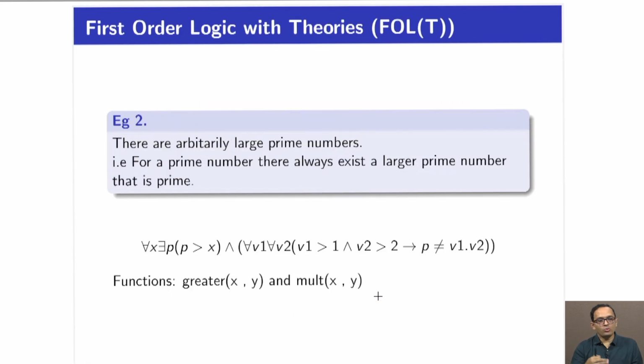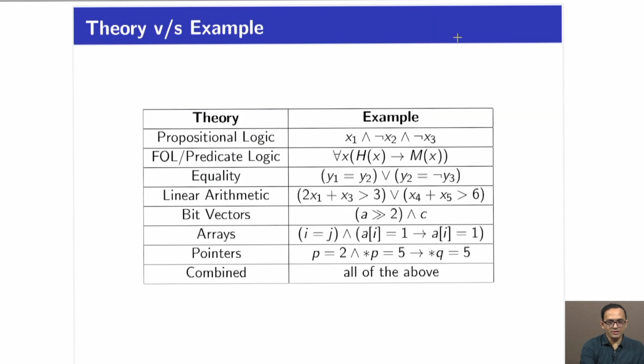Let me go to the next one, first order logic with theories. This theories is a generic term. You can have different kinds of theories. Okay. You can have equality, you can have linear arithmetic, you can have bit vectors, arrays, pointers and everything. Theories is nothing but you are adding more power. Okay.